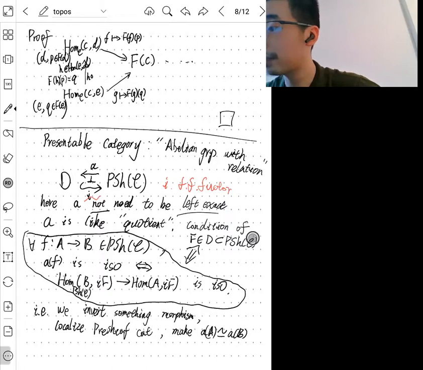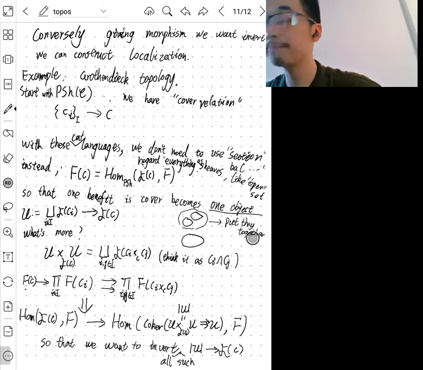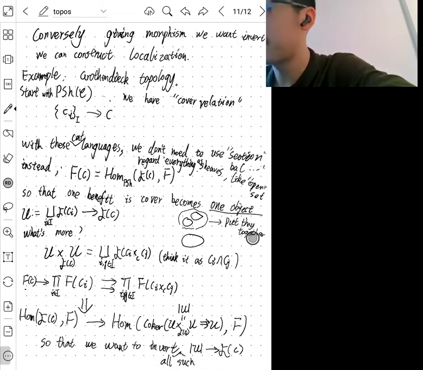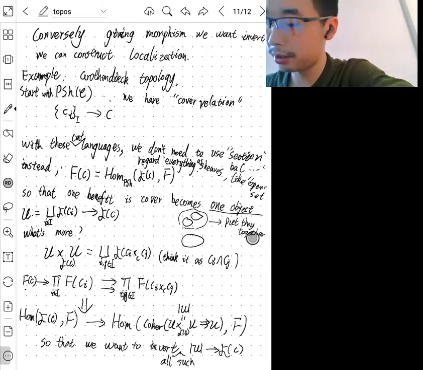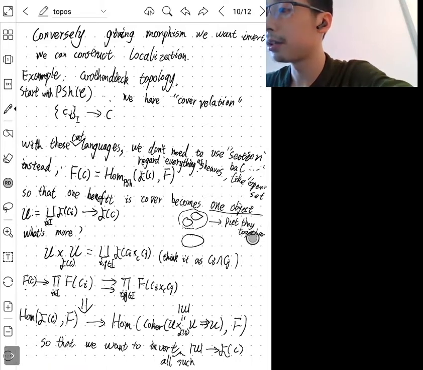But sometimes you can think of this as just the subcategory. This is the, right, I'll put it later, the adjoint functor theory. Conversely, did you define what a presentable category is? I could not at that time.